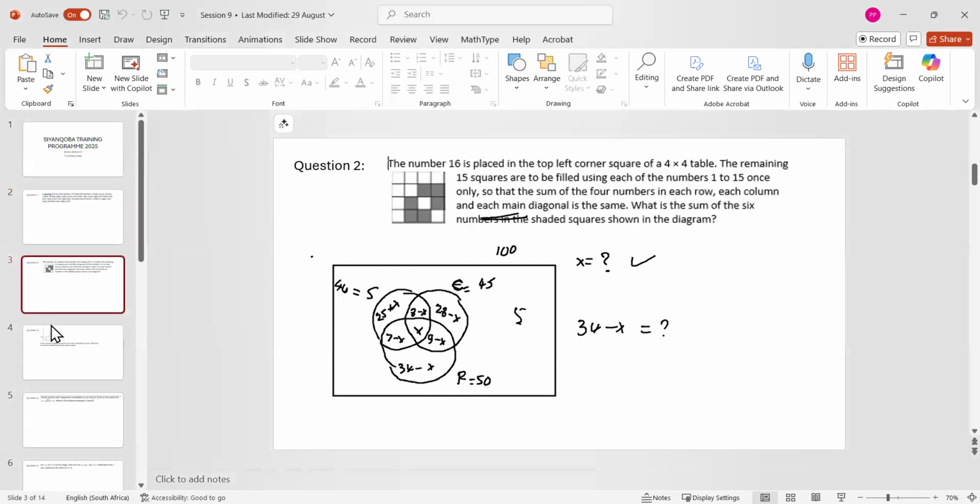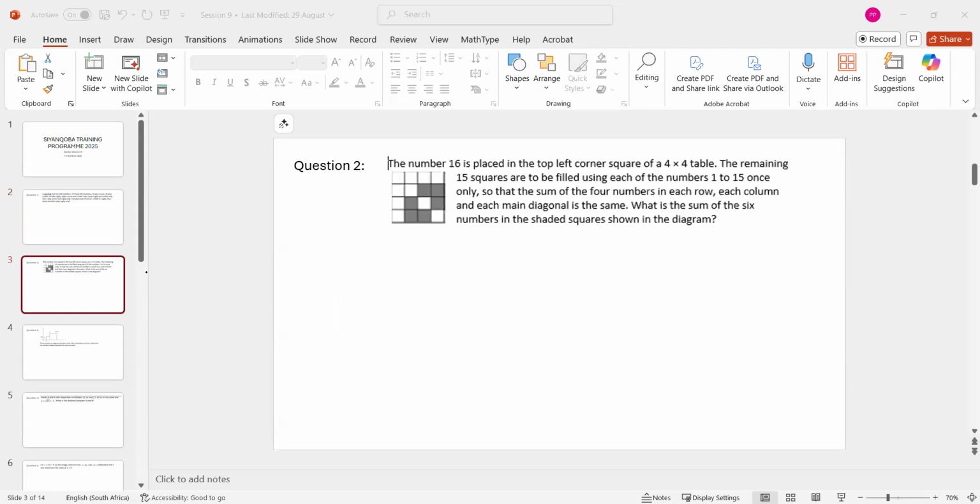All right, so let's see now. Question 2. Okay, it says that the number 16 is placed in the top left-hand corner of a 4x4 square. All right, let me redraw the square here. Okay, 4x4.